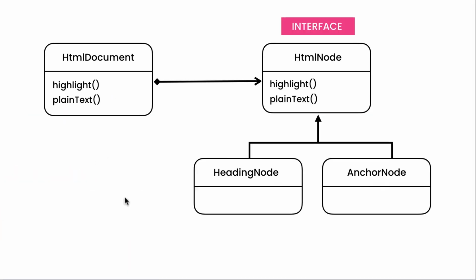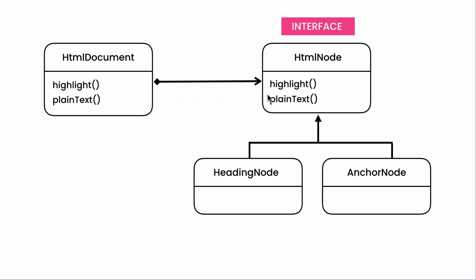So here's our current structure. We have this HTML node interface with two methods, highlight and plain text. We have concrete implementations of this interface, such as heading node and anchor node. And we have this HTML document that maintains a list of HTML nodes.